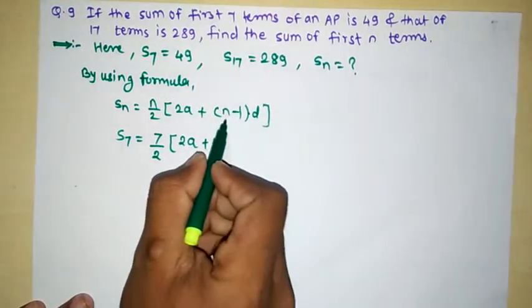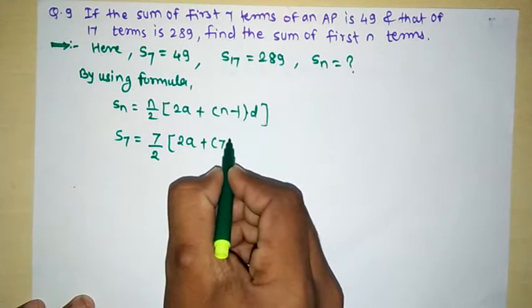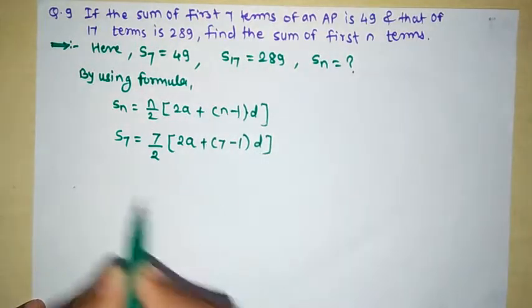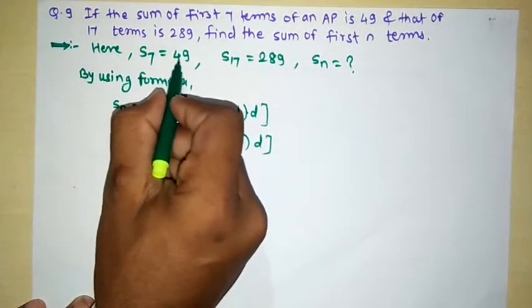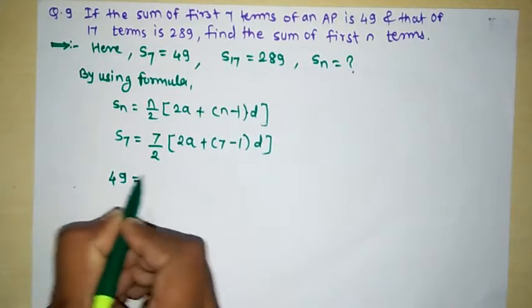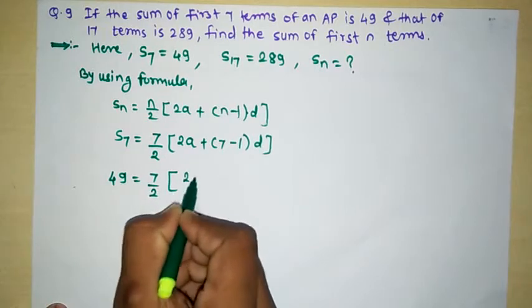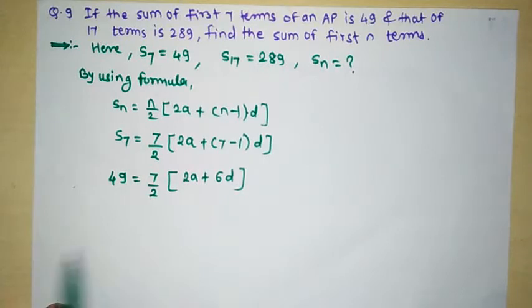And what is the value of n here? n is 7 because we are applying the formula for the sum of 7 terms. 7 minus 1 into d, we also don't know, so put it as it is. Now we put the value of S7. S7 is given as 49. So instead of S7 we write 49, which is equal to 7 by 2 into 2a plus (7 minus 1, which is 6) into d.